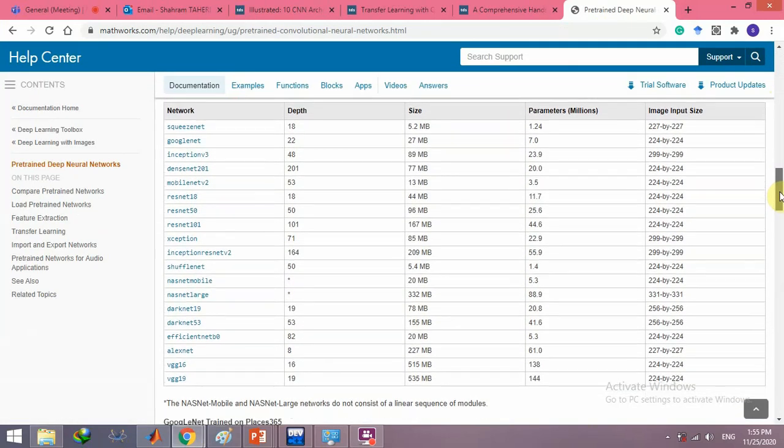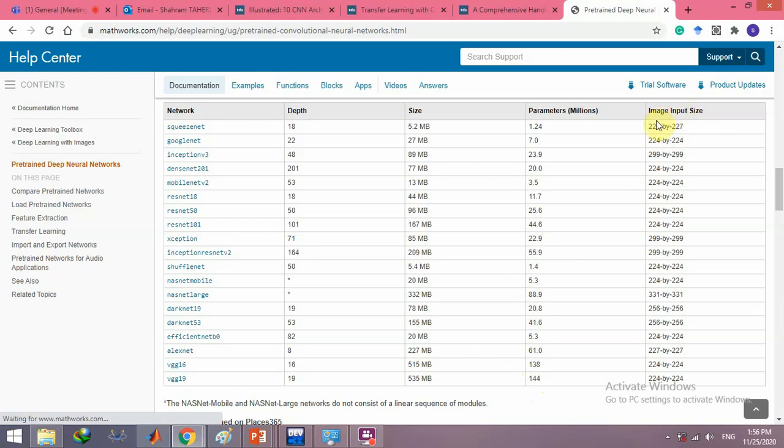These are the available pretrained models in Matlab: VGG 16, 19, AlexNet, and a lot of other architectures. In this column, you can see the depth of these architectures. Here we have 16 layers, 19 layers. AlexNet has 8 layers. As you can see, some of them have a very deep architecture. This is the size on the hard disk, so you should first download them. These are the number of parameters in millions. As you can see, 138 million parameters for VGG16, 61 million here. But some of them have fewer parameters.